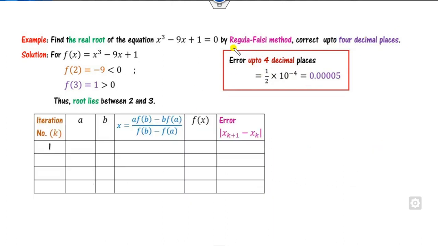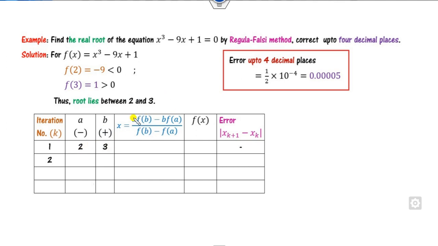Then whenever you are working on the regula falsi method, we can draw this table. Now the root lies between 2 and 3. Fine. What is the value of f of 2? It's negative. You can choose the sign of this. What is the value of f of 3? It's positive here. This is only for the sake of simplicity.